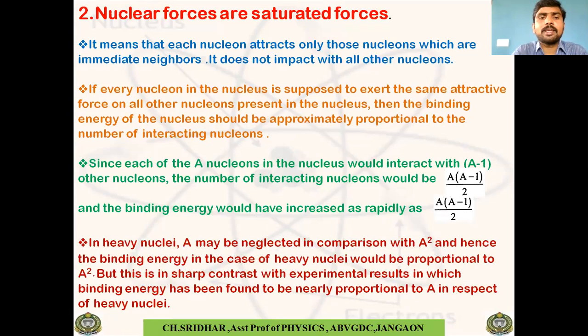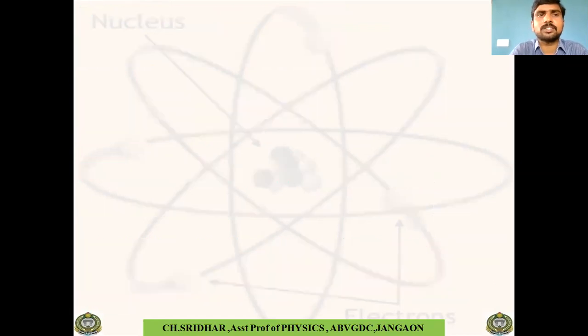In heavy nuclei, A may be neglected in comparison with A square, and hence the binding energy of heavy nuclei would be proportional to A square. But this is in sharp contrast with the experimental results, in which the binding energy has been found to be nearly proportional to A for heavy nuclei. So this confirms that the nuclear forces are saturated forces. Each nucleon attracts only its immediate neighbors, and it won't interact with all other nucleons in the nucleus. This is how the nuclear forces are saturated.